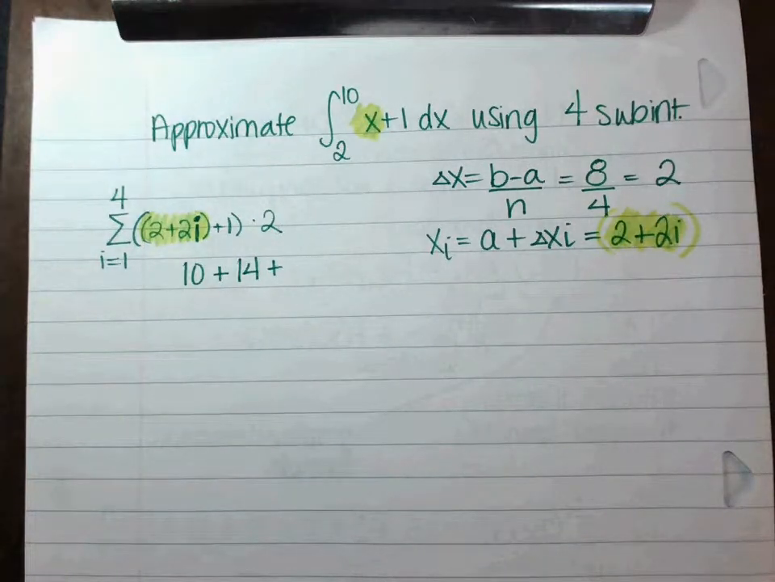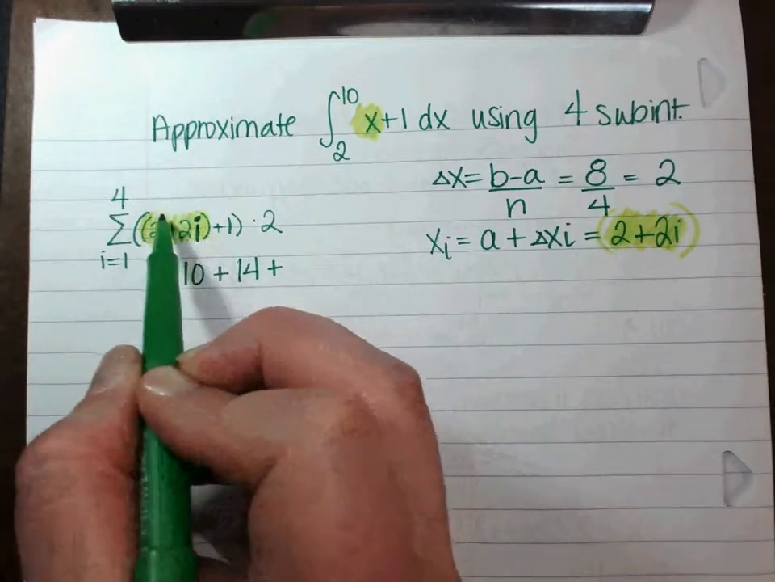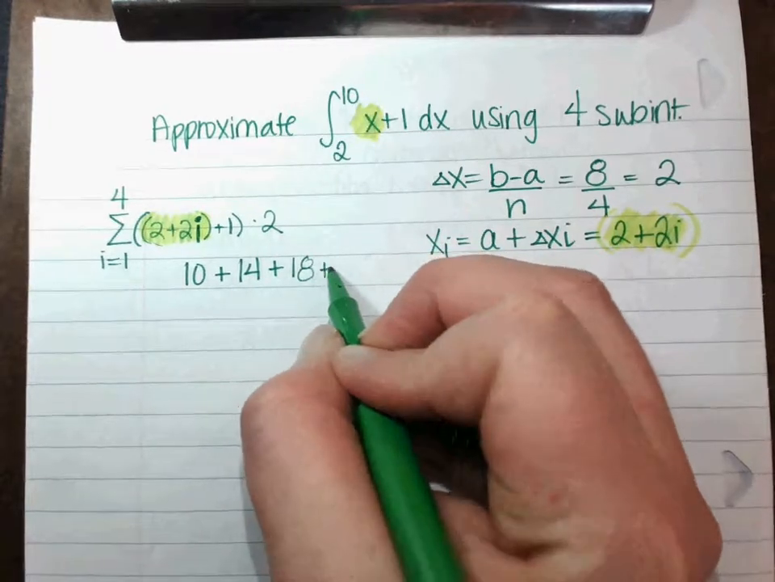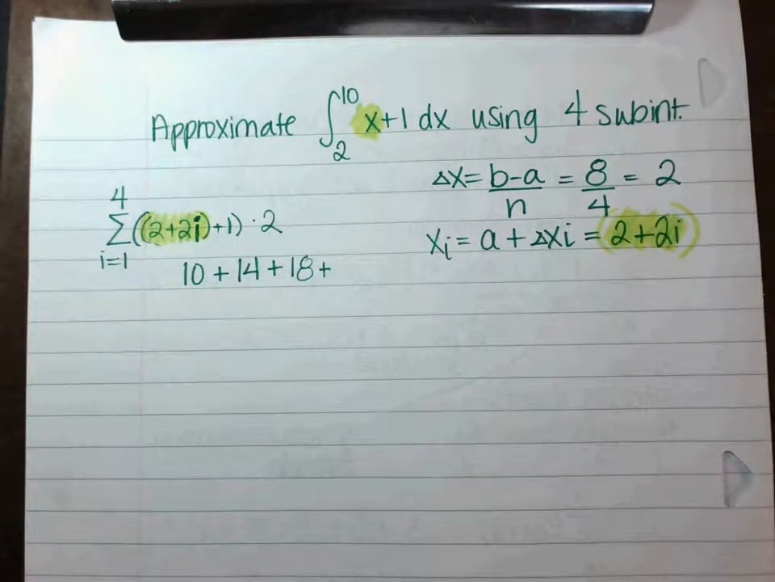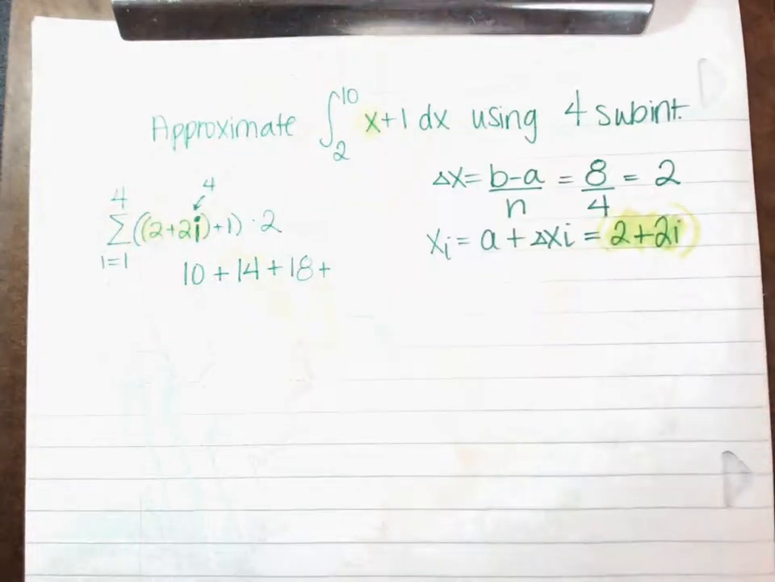Now we're on the third term, so we're plugging in a 3. 2 times 3 is 6, so that makes this an 8. 8 plus 1 is 9, times 2. Now you plug in 4. Don't do it out loud, just do it in your head, or on your paper if you need to. So you're plugging in a 4. Right there, this is the last one.